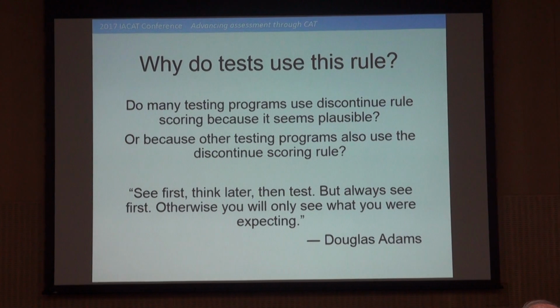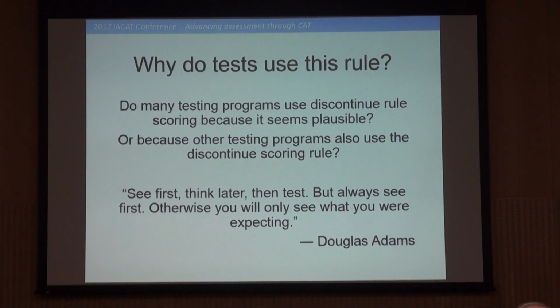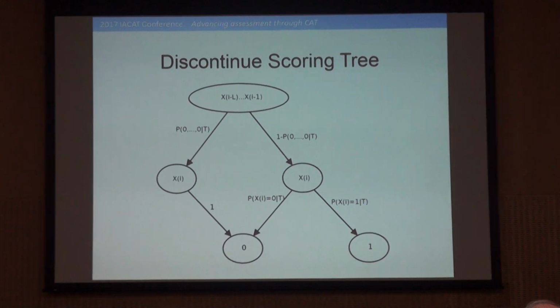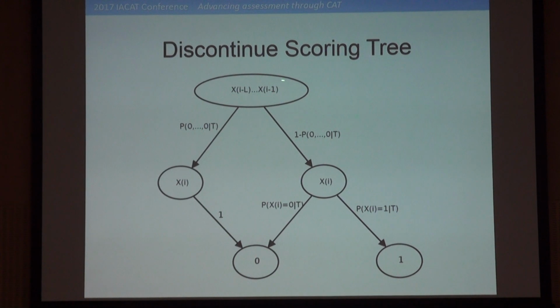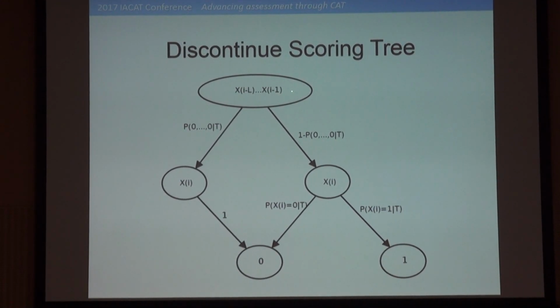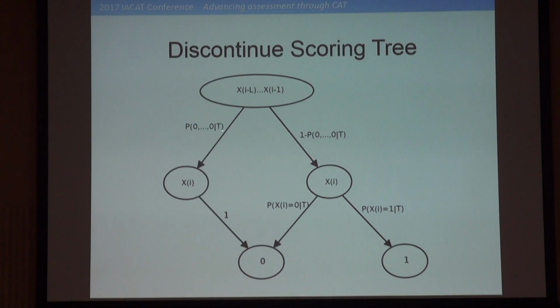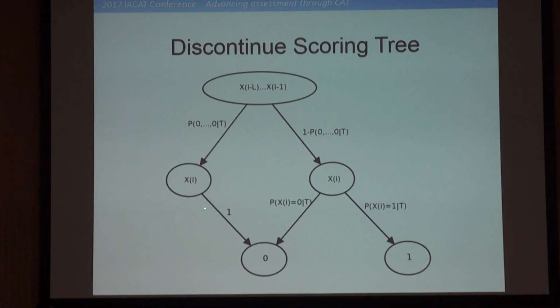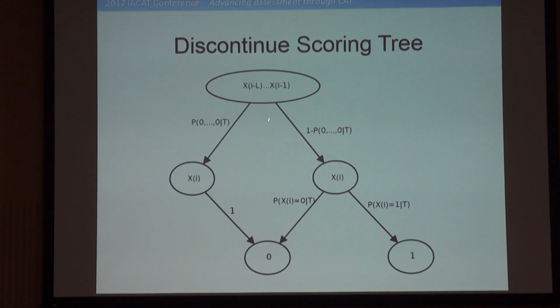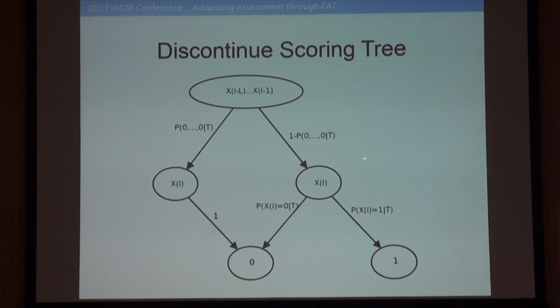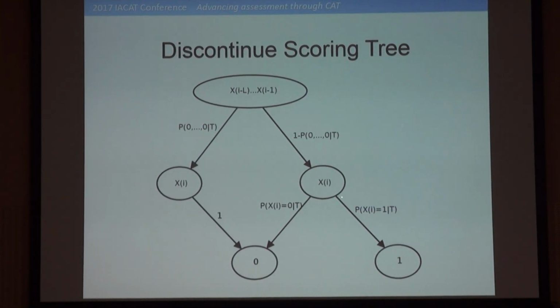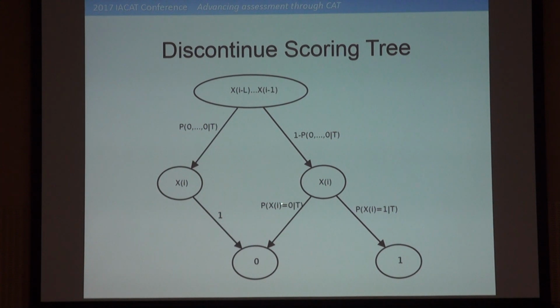Why is that? Maybe because it's a little bit complex. So I'll try to explain it a little bit more in terms of a tree of what's happening. You have a number of previous responses, and you have two paths. If they are all wrong, you assign the next response with probability 1 to be wrong. If some of them are not wrong, with probability 1 minus the probability of all wrong, you go to the next item and observe it. And you observe the next item with probability of 0 given the true score, theta, or probability of 1.